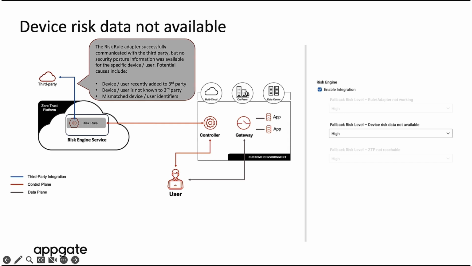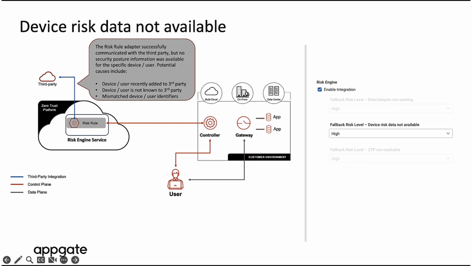And some of the potential causes include the fact that the device or the user were only recently added to the third party. Some third parties, they don't start reporting on security posture information immediately. Sometimes they'll take a day, perhaps a couple days before they can start to report. So if the risk engine service can't see any data because the third party doesn't have it, then the risk engine would say that there was no device data available. Or perhaps the device or user is just not known to the third party.